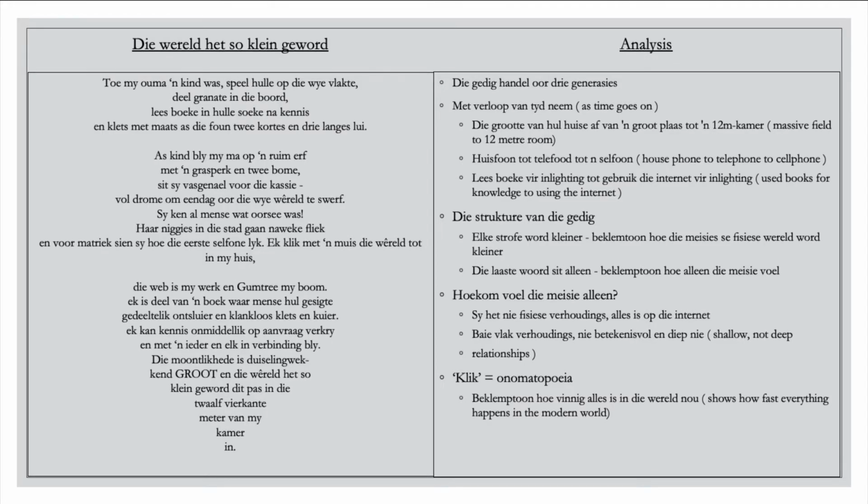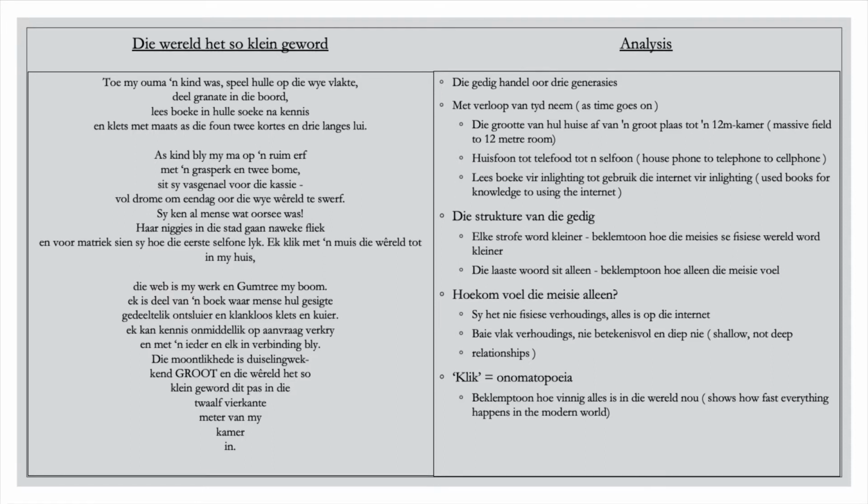So first of all, we're going to look at the words that describe the living space that the three generations grew up in. So the grandmother lived in a house with a massive field, so almost like a farm, and that's wêreld. Then the ma lived in a erf, which is a bit smaller than that. And then the daughter lives in basically her 12-meter room. She doesn't necessarily have a garden.